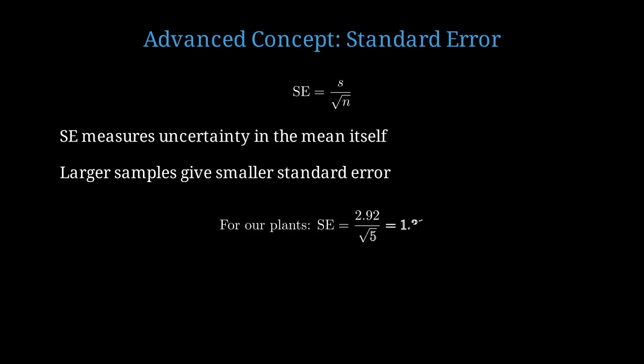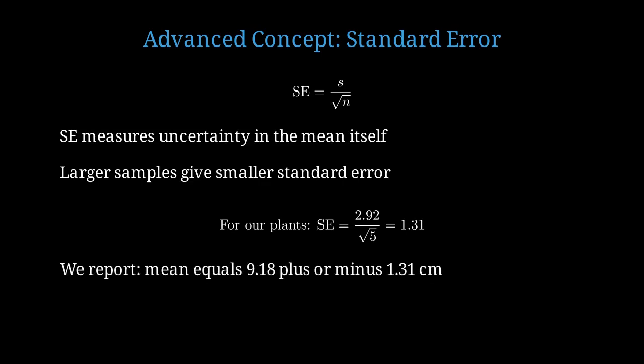For our plant data, standard error equals 2.92 divided by the square root of 5, which is 1.31 centimeters. We would report this as: the mean height is 9.18 plus or minus 1.31 centimeters.